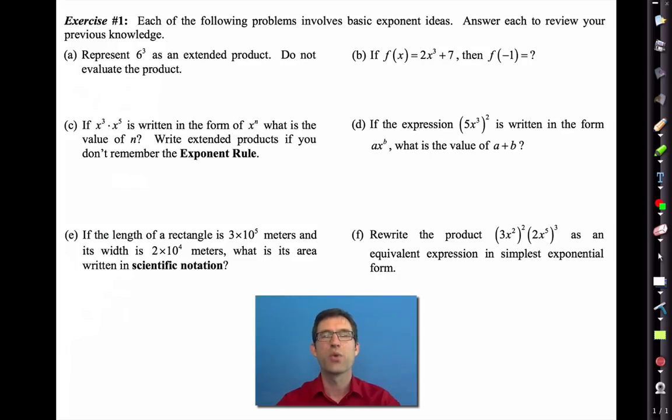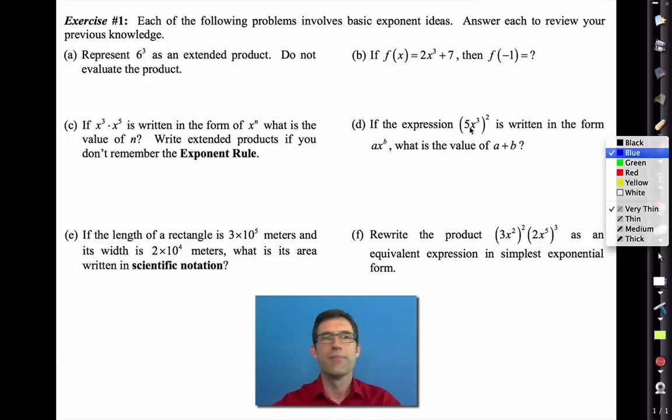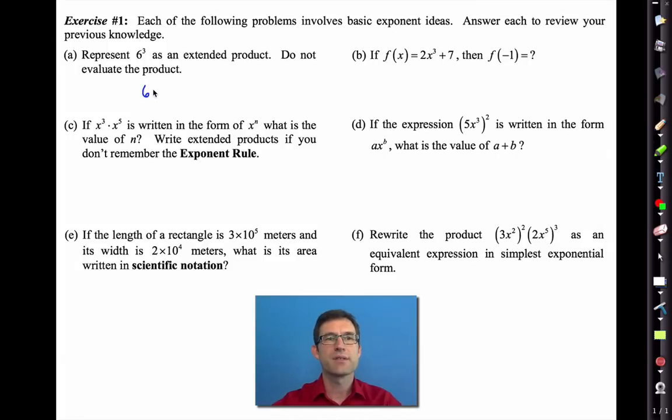All right, let's work through them. Letter A says represent 6 to the third as an extended product, don't evaluate the product. All right, no problem, right? 6 times 6 times 6. Thank you for telling me to not evaluate the product. So just at its most basic, what does 6 to the third mean? That's it.